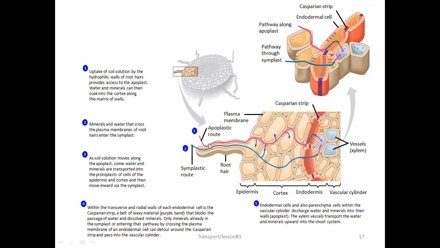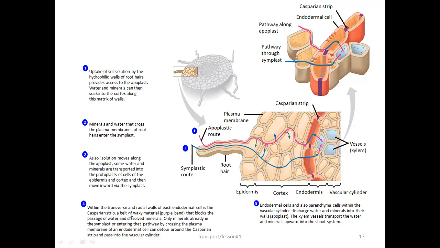ठीक है, अब नंबर 3 किधर है? नंबर 3 मुझे नहीं नजर आ रहा. आप देखिए, आपको कहीं नजर आ रहा है नंबर 3? नंबर 5 नजर आ रहा है. ओके, नंबर 3 as a solution moves along the apoplast pathway. ये है. ठीक है, some water and minerals are transported into the protoplast. This is number 3. ठीक है, some minerals are transported into the protoplast of the cell and then they move via the symplast. Shift हो जाता है pathway apoplast से.